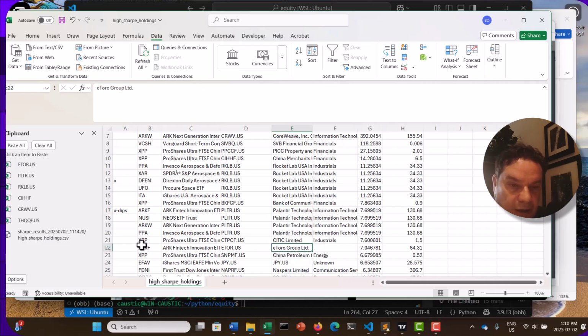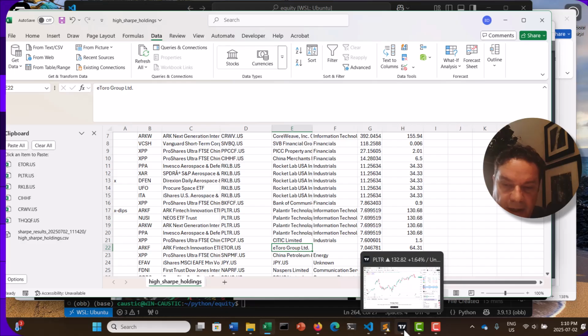Let me show you this one here from eToro. Again, that's on ARK as well. So that's at $64 and has a Sharpe ratio of 7. Early days for that kind of stock.